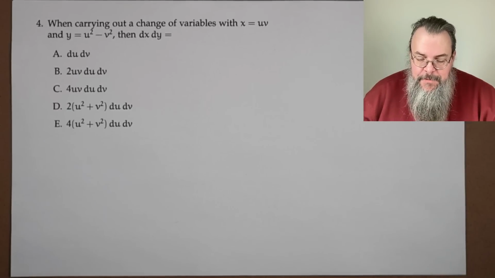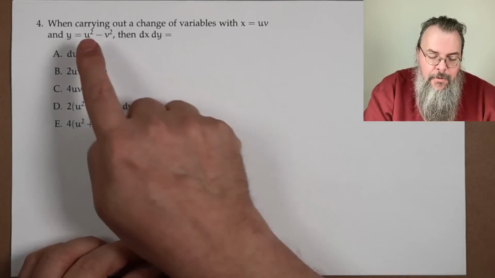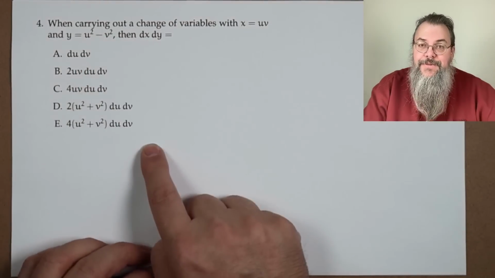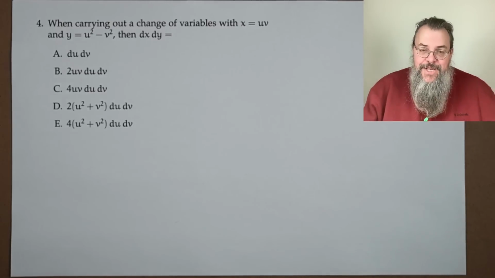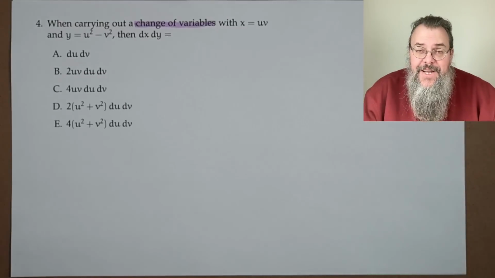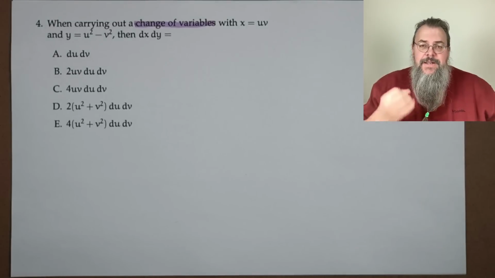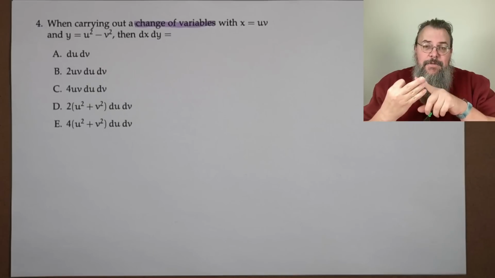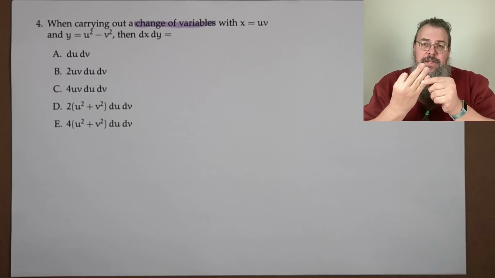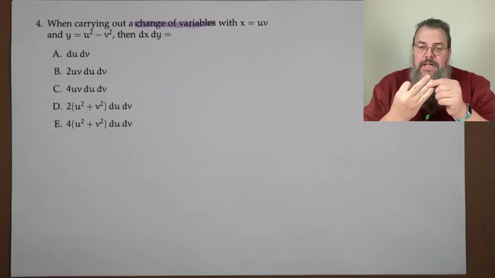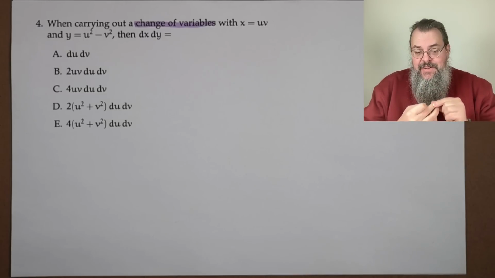When carrying out a change of variables, x equals uv, y equals u squared minus v squared, then dx dy is something du dv. All right, so we're talking about change of variables. And the good news is we're not doing the whole problem. When we're doing the whole problem, there are 3 things that have to be done, because every integral involves 3 parts. There's the region you're integrating over, the function you're integrating, and how you're breaking things up. We are in the how you're breaking things up phase.